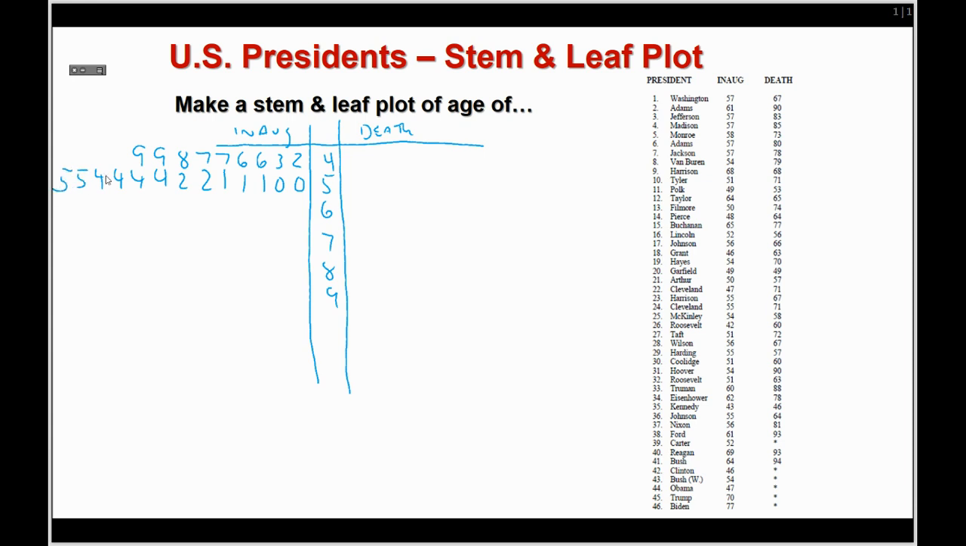And this happens sometimes, right? We have such a big data set, 46 people, but a lot of them were inaugurated in their 50s. And so this gets so long that we really can't display it very well. Part of our job as statisticians is to create a good data display, not just a data display. So this becomes so long that if I kept going, we're going to have way more elements.